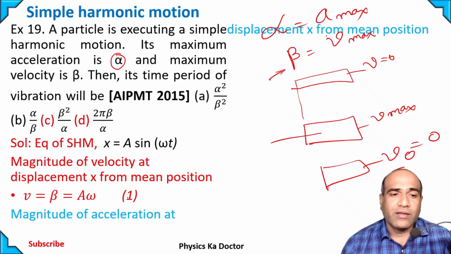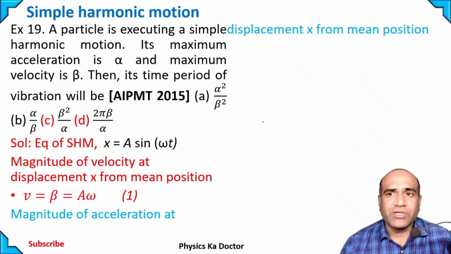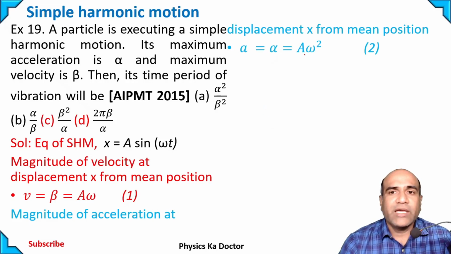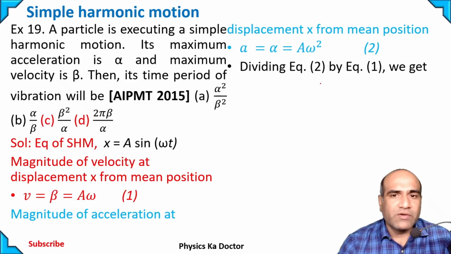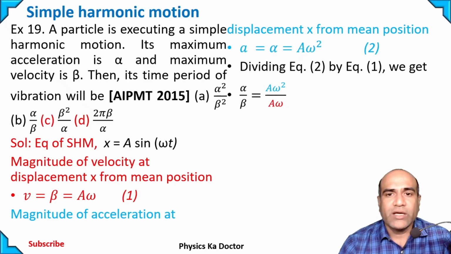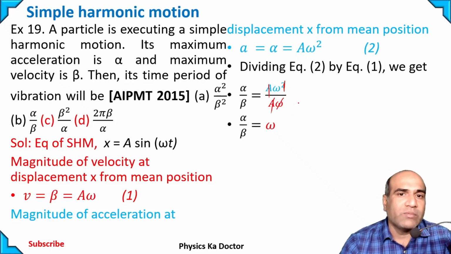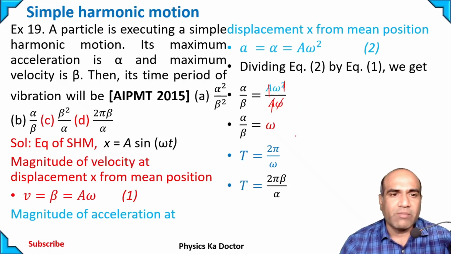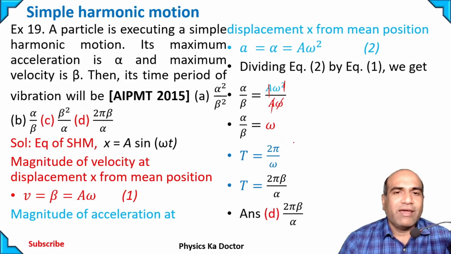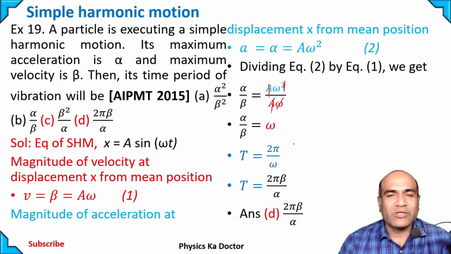And second, acceleration is A omega square, which is the maximum value. If we divide these two equations, beta by alpha, so alpha by beta, we can take A omega square; one omega will be cancelled, A is also cancelled, so omega is equal to alpha by beta. Do we need omega? No. What we need is T. So T is equal to 2 pi by omega. Let's put the value here. So T is equal to 2 pi beta by alpha. And our answer is D, T equals 2 pi beta by alpha.